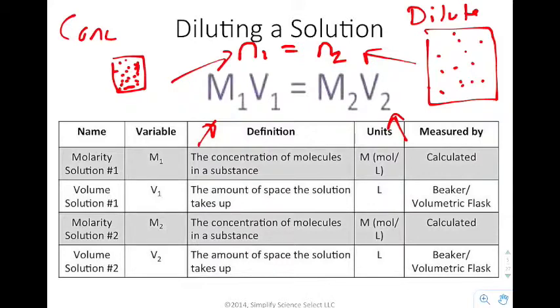So you have the molarity of the first solution, the volume of the first solution, the molarity of the second solution, and the volume of the second solution. When we're talking about dilutions, we are just going to use molarity. We're not going to use molality or parts per million or parts per billion.